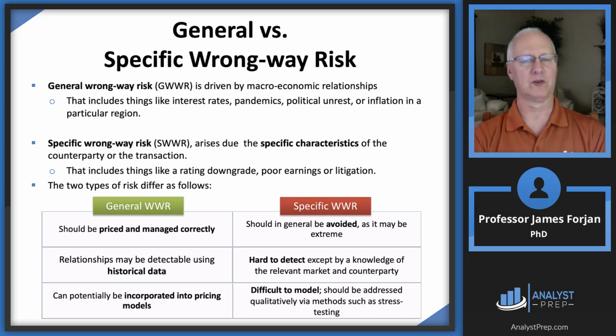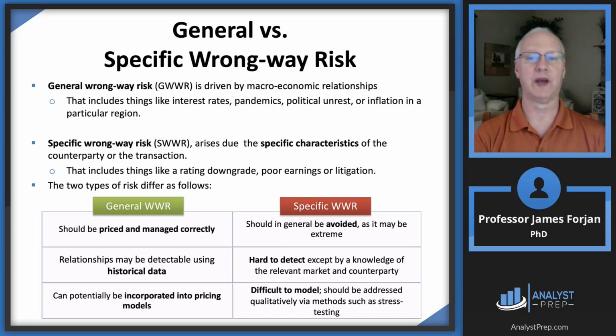Specific wrong way risk, on the other hand, is like a micro relationship. So specific characteristics within our counterparty. Ratings downgrade, poor earnings, litigation, of course.